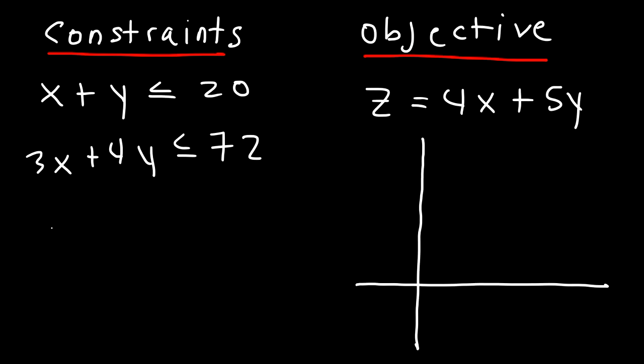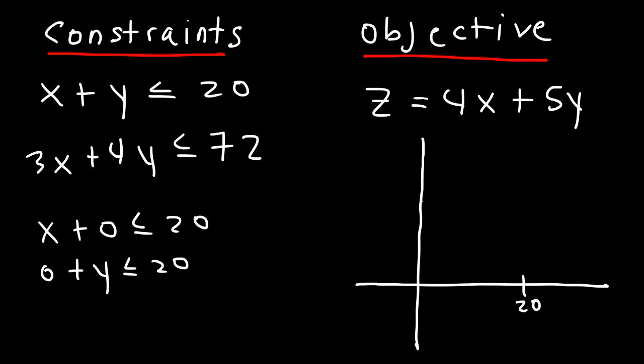To get the x-intercept, replace y with 0. So we can see x is 20. And to get the y-intercept, replace x with 0. So y is also 20. And then let's connect these two with a straight line. And that line wasn't straight. There we go.